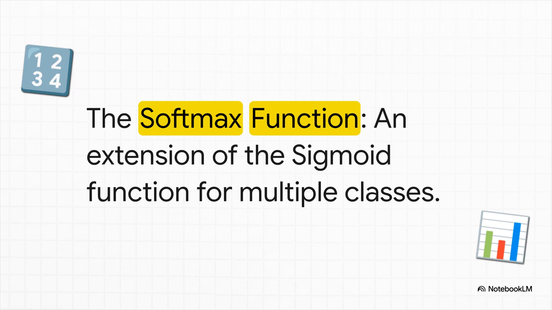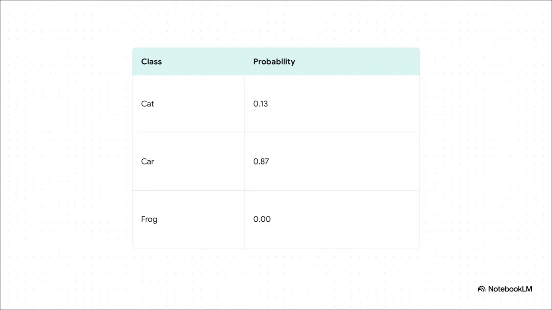For that, we bring in the sigmoid function's bigger, more powerful sibling. It's called the softmax function. And the idea is really simple. If sigmoid is what you use for 2 choices, softmax is what you use for 3 choices or 4 or 1,000. And check out what softmax does.